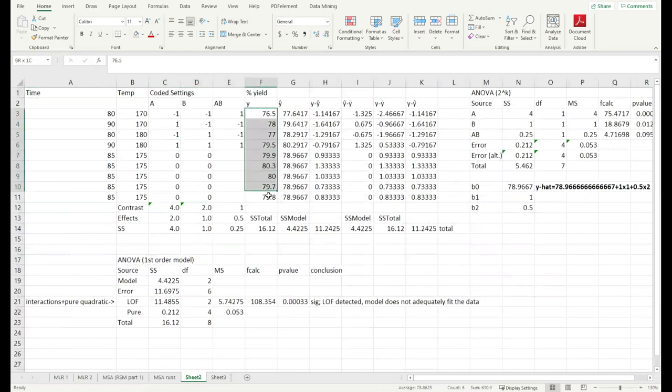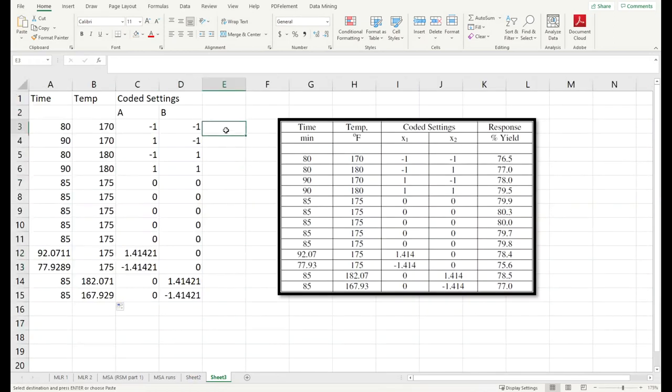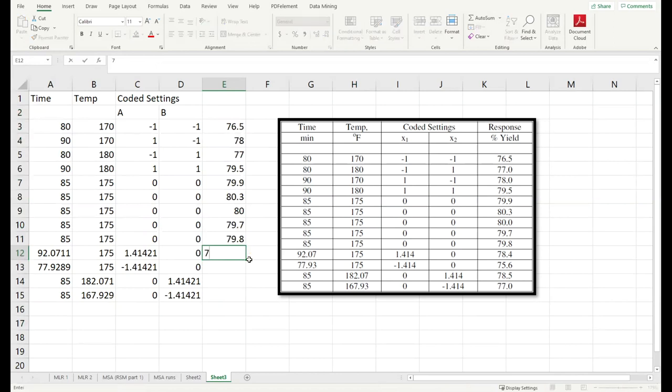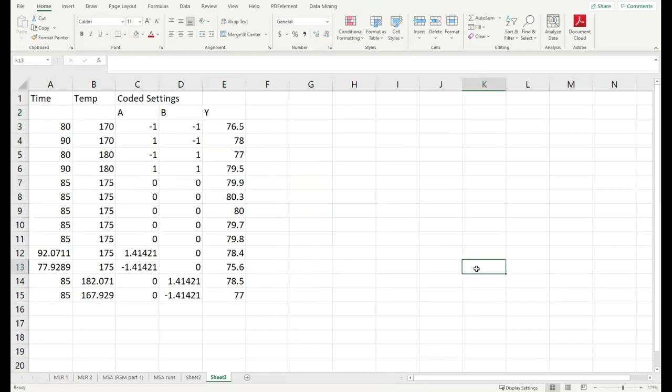So ito, pwede kong copy tong yield, no? Copy ko lang yung values. Pero ito, since naka-image to, I'll just have to manually input it now. So that's 78.84, 75.6, 78.5, and lastly, 77. Okay, ito yung yield natin. Okay, so we can delete this now, no? Okay, so balik tayo sa slides.